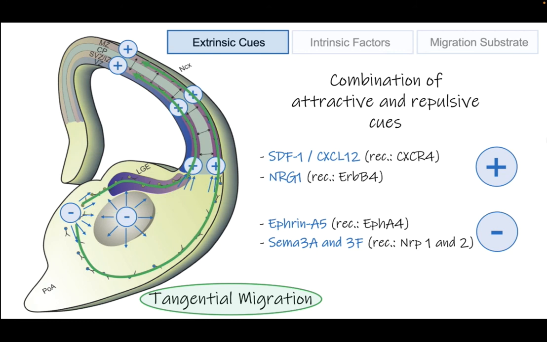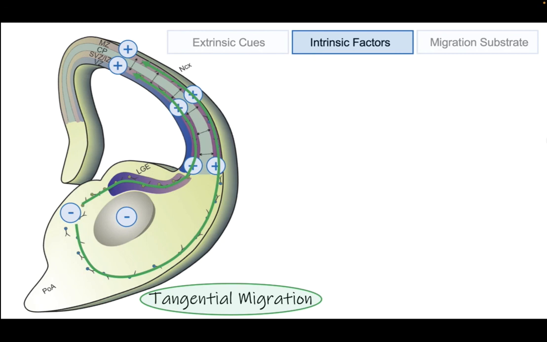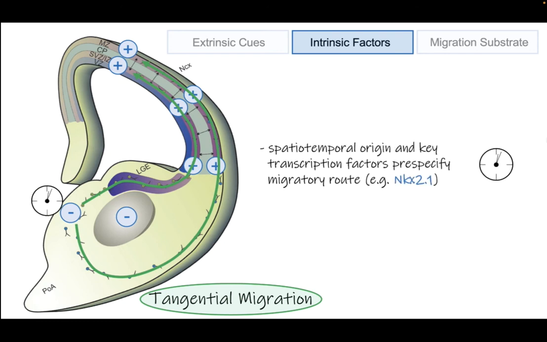So now that we've understood how multiple migrational streams are formed, let's talk about the role of intrinsic factors. The spatiotemporal origin of interneurons within the ventral telencephalon does not only determine their subtype, but also pre-specifies their migratory routes. This intrinsic migratory fate is specified by the expression of different key transcription factors, for example NKX2.1, and receptor patterns, enabling the migrating cells to respond selectively to route-specific environmental cues.